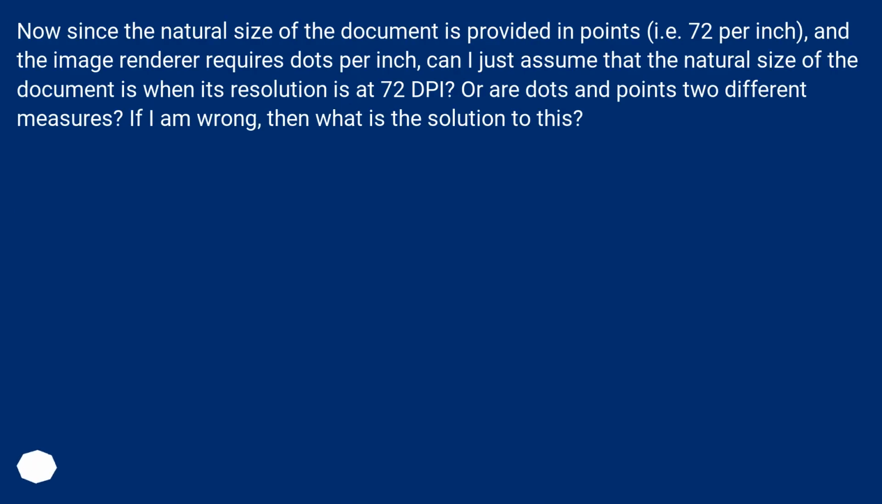Now since the natural size of the document is provided in points, i.e. 72 per inch, and the image renderer requires dots per inch, can I just assume that the natural size of the document is when its resolution is at 72 dpi? Or are dots and points two different measures? If I am wrong, then what is the solution to this?